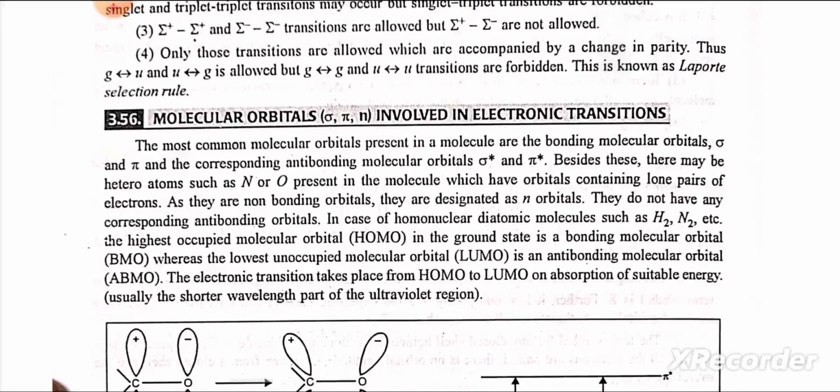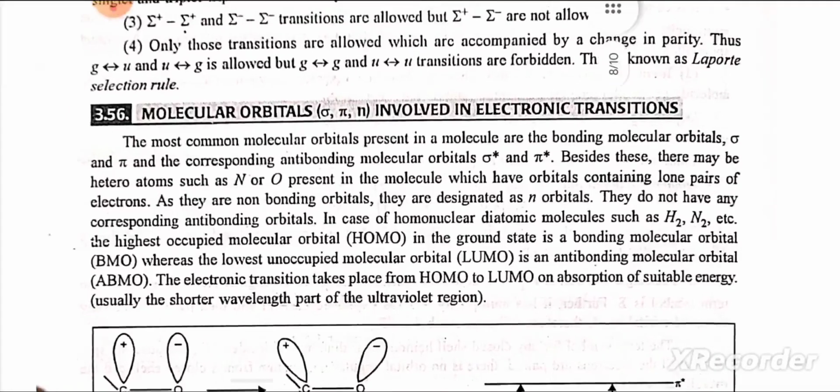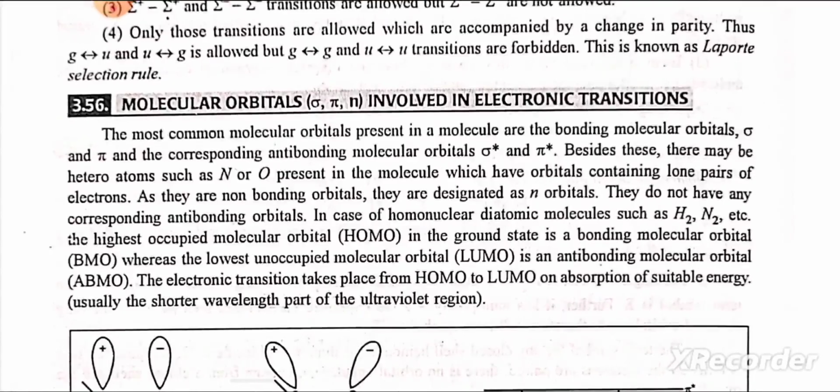Molecular orbitals sigma, pi, n involved in electronic transitions. The most common molecular orbitals present in a molecule are the bonding molecular orbitals sigma and pi, and the corresponding anti-bonding molecular orbitals are sigma star and pi star. Besides these, there may be heteroatoms such as nitrogen or oxygen present in the molecule which have orbitals containing a lone pair of electrons. As they are non-bonding orbitals, they are designated as n-orbitals. They do not have any corresponding anti-bonding orbitals.